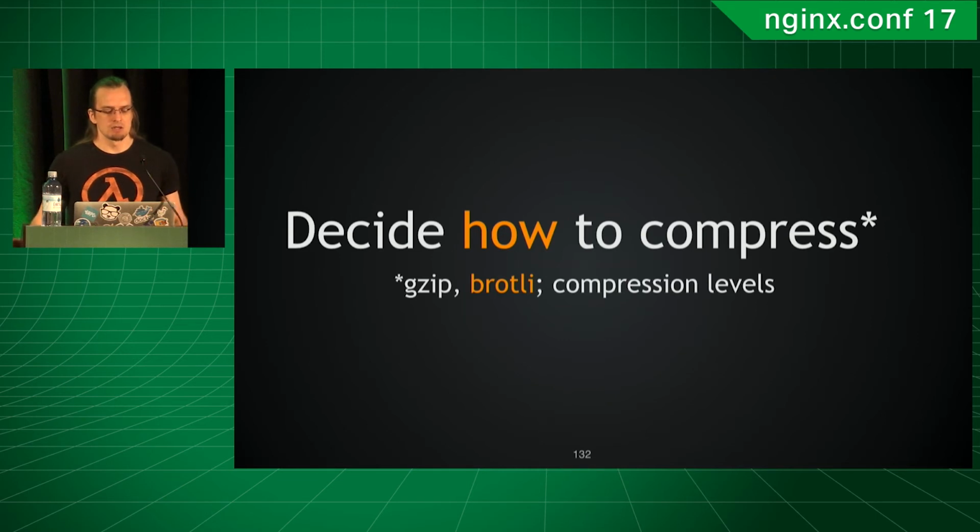How to compress is also a question. You can use gzip. NGINX also has a third-party Brotli module. You can use them both, for example. You also need to decide on compression levels. For example, for dynamic content, you need to optimize for full round trip time. Round trip time means encryption, transfer, and decryption, which means maximum compression levels are probably not the right thing for dynamic content.